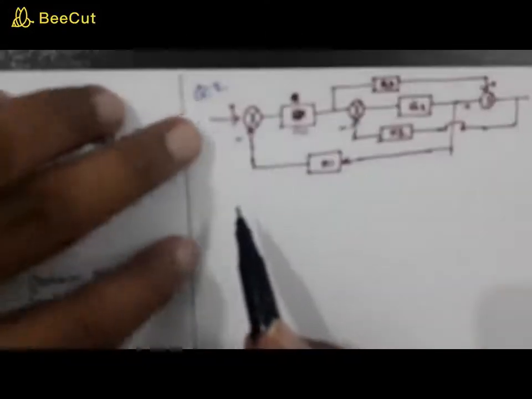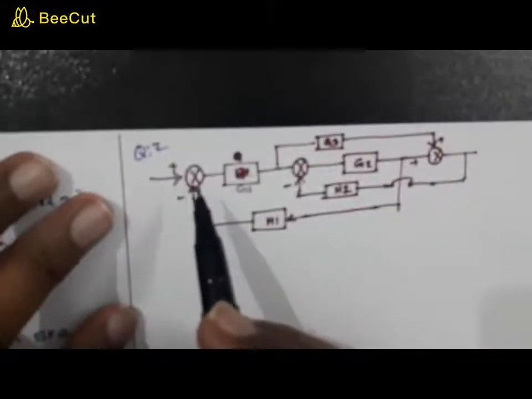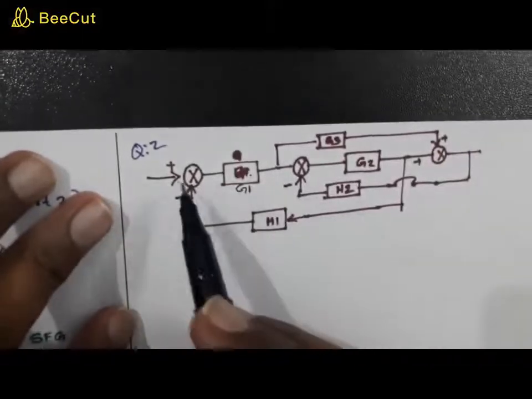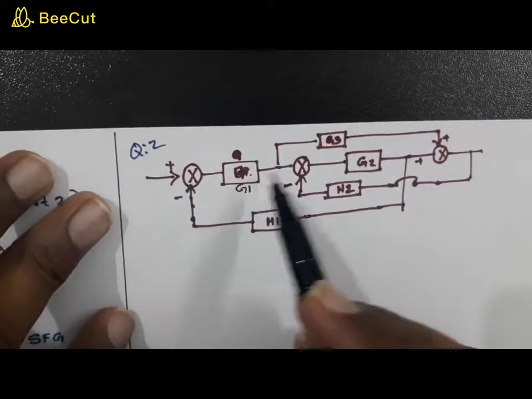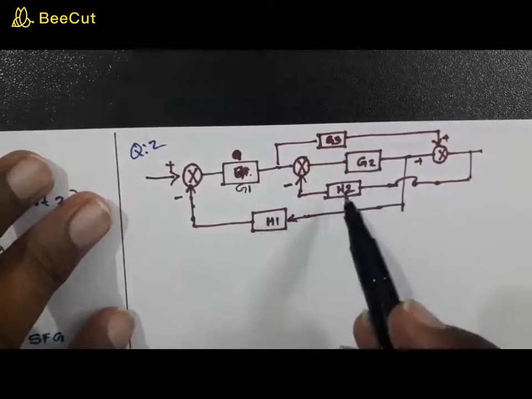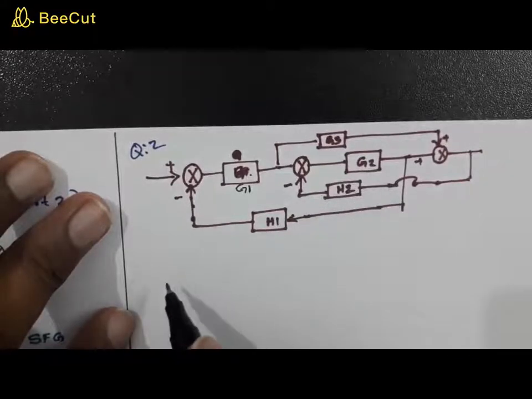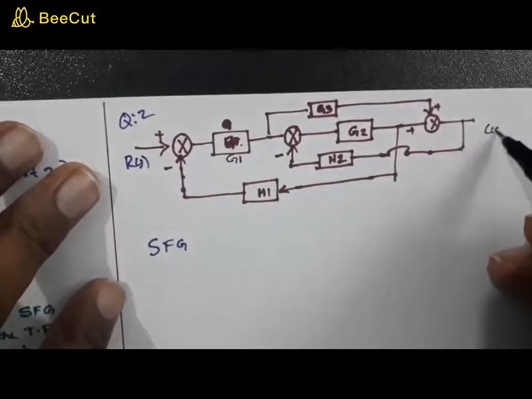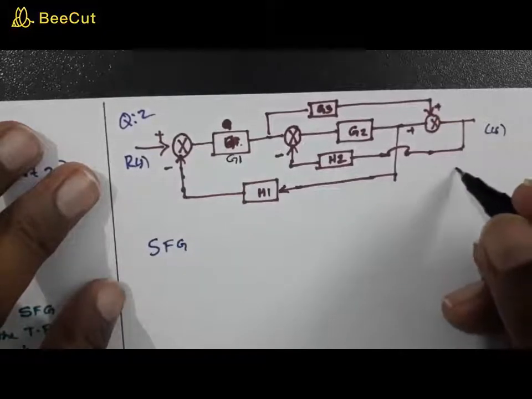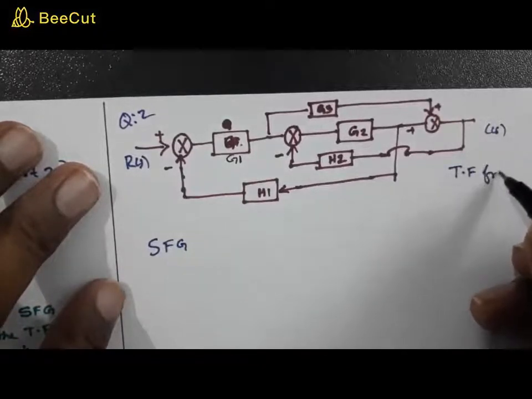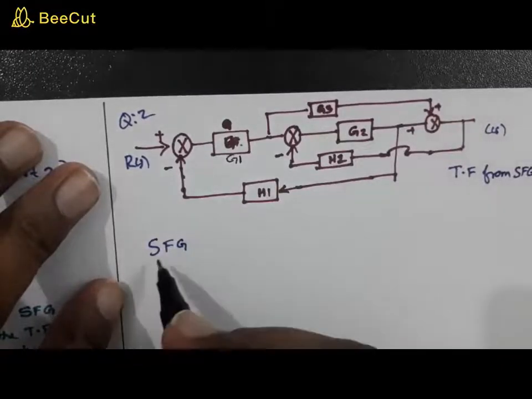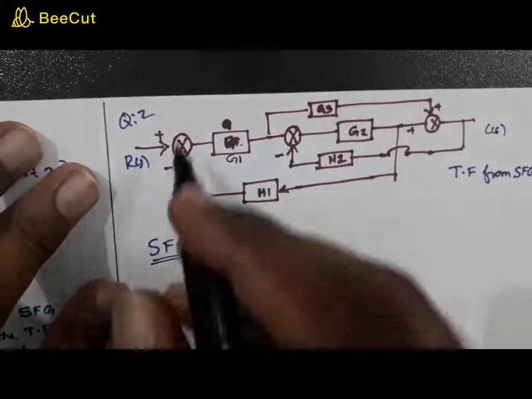Now let us first of all draw this. I'm going to introduce just to explain what the block diagram is. You have three summers, okay, and this is G1, G2, G3, and you have an H1, H2. Now let us try to draw the SFG. As I told you, SFG always starts when this is your R of S and this is C of S. And the question is, as usual, find out the transfer function from the SFG.